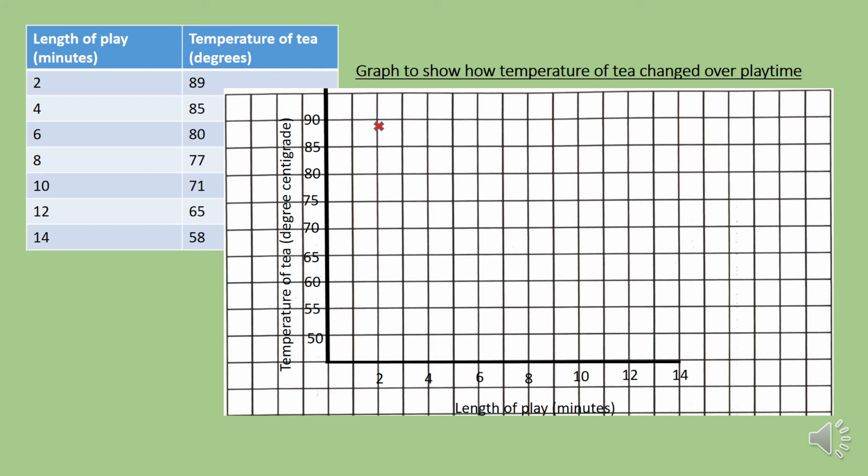Okay, you can see now that I've added a title to my whole graph to show how the temperature of the tea changed over playtime. So your task today is to finish this line graph for me. What do you think you're going to do with those crosses once we've finished? Yep, you can join them up. You can join those crosses together with a ruler.